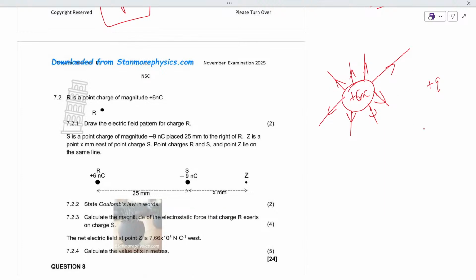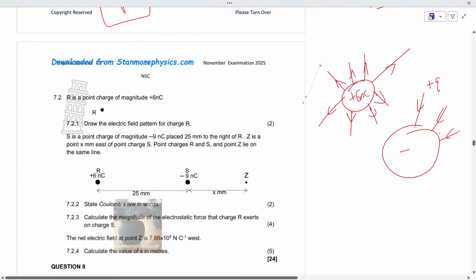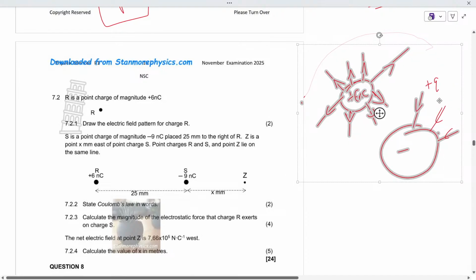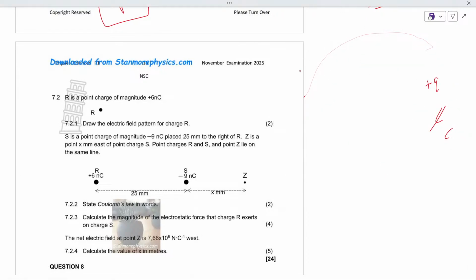But if they say draw around a negative charge, then the positive test charge will be drawn near. For a negative charge, the arrows always go inside. So that's a way you can use to remember. But if you can just remember it by repelling, without remembering the positive test charge, it's still okay.